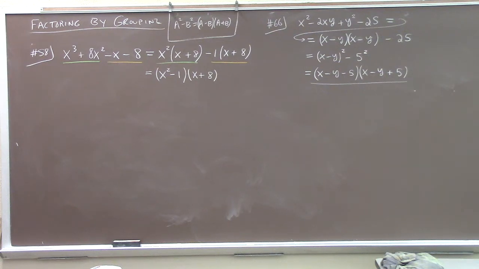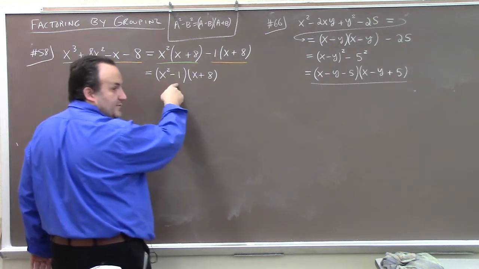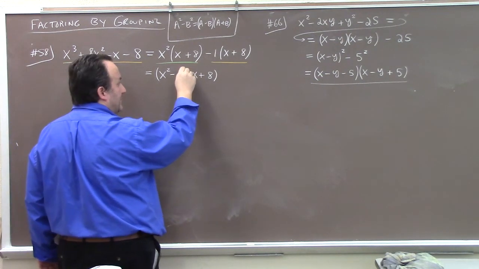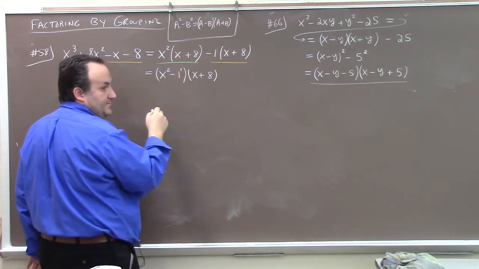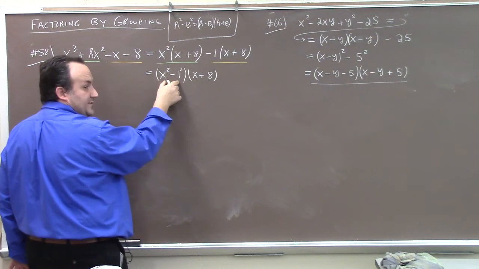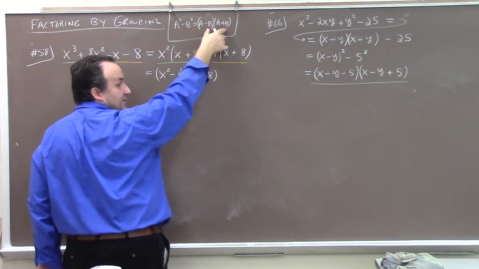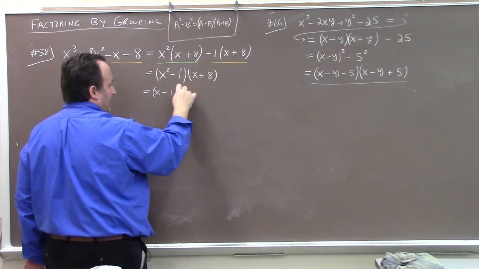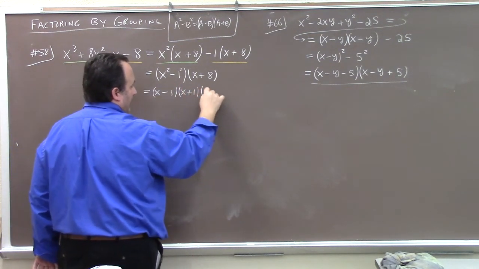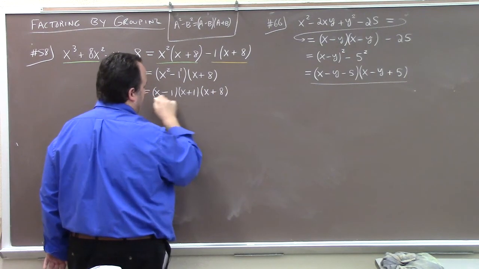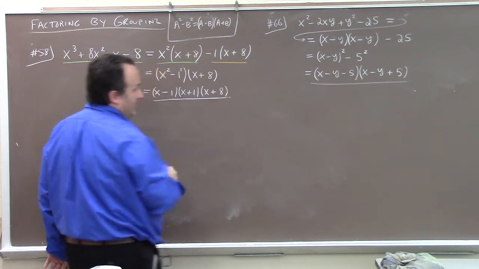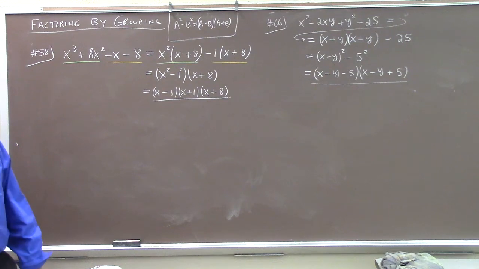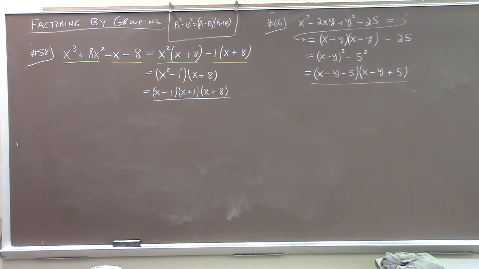Because what else can we do? Can we factor that more? We can, right? This is x squared minus 1, which if you look at it, 1 is 1 squared. So this is a difference of squares, which means I can use this property on it. That's x minus 1, x plus 1, x plus 8. Now there you go. It's factored completely. So that's that one.